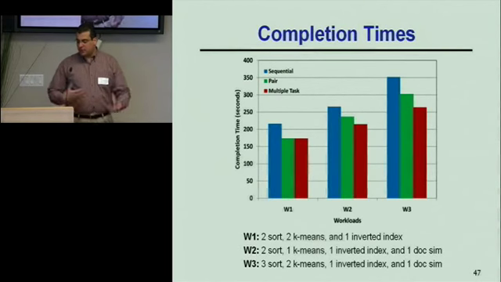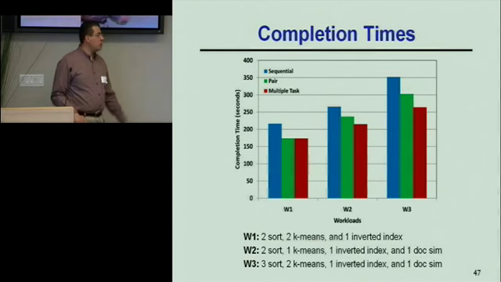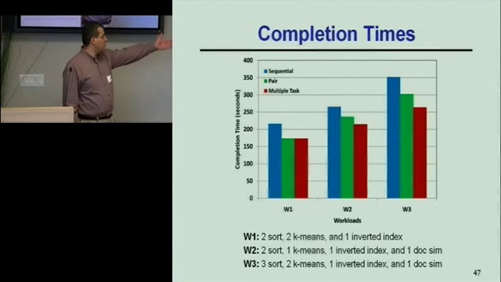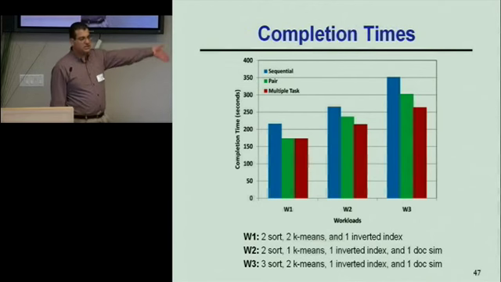And we form different workloads by combining different instances of these tasks. Remember, the idea is that I have a set of MapReduce jobs and I want to schedule them. So what's my set of MapReduce jobs? In one case, I have 2 sort jobs, 2 k-means, 1 inverted index. In another case, I have 2 sorts, 1 k-means, 1 inverted index, and 1 doc similarity, etc. We can form different workloads by choosing at random from this set of tasks. And here's the performance we get.